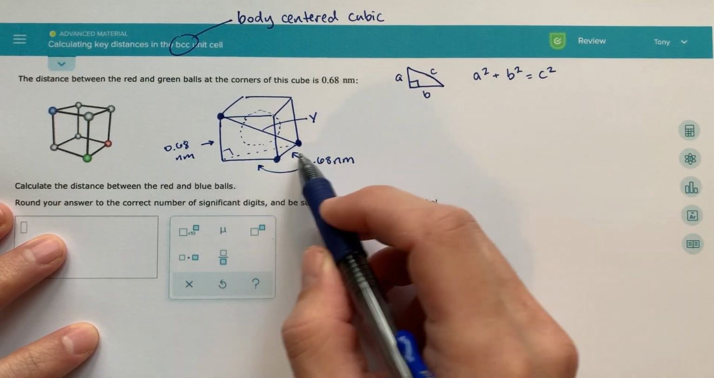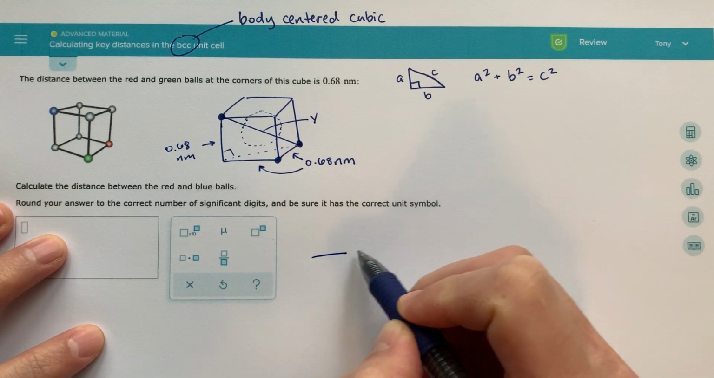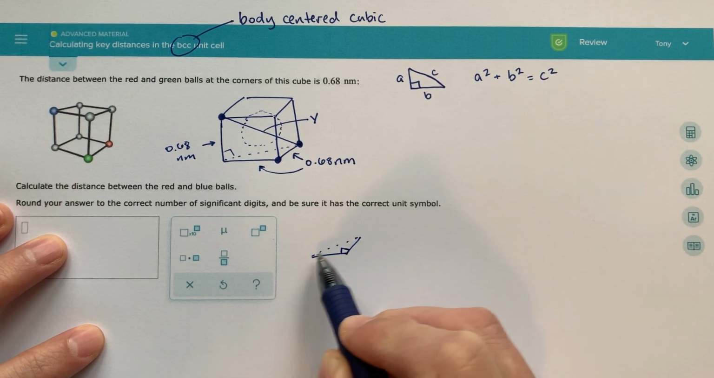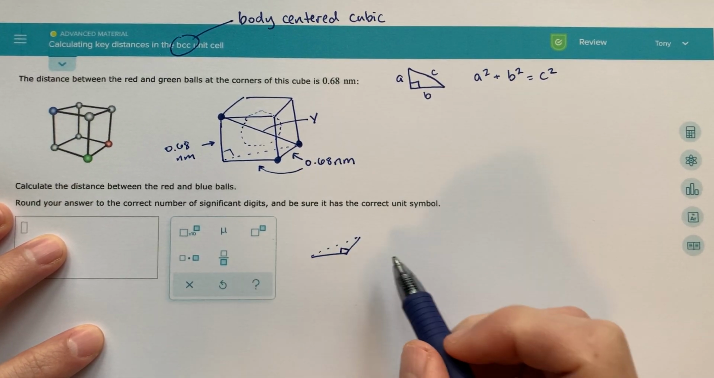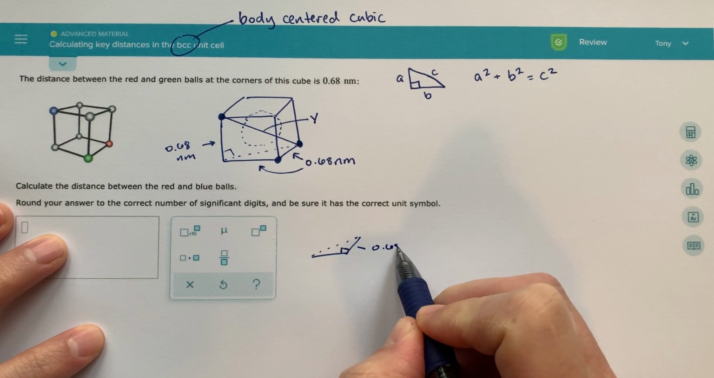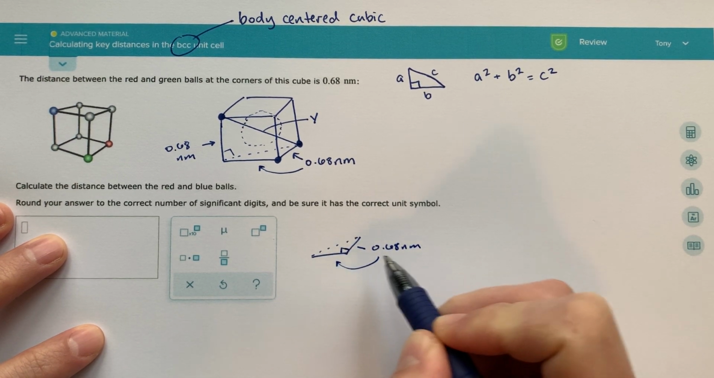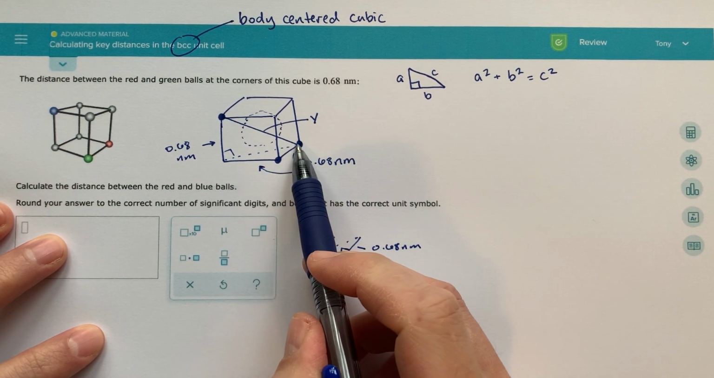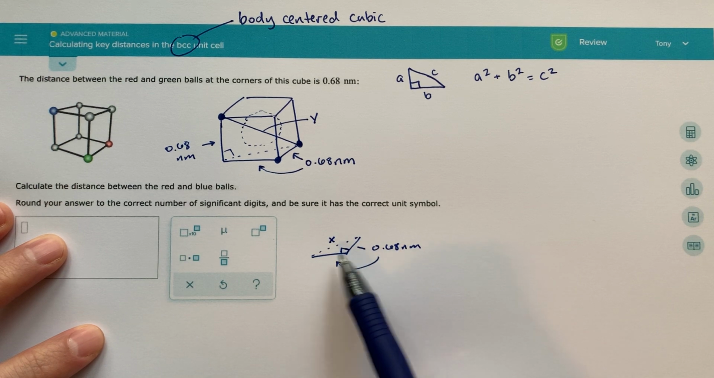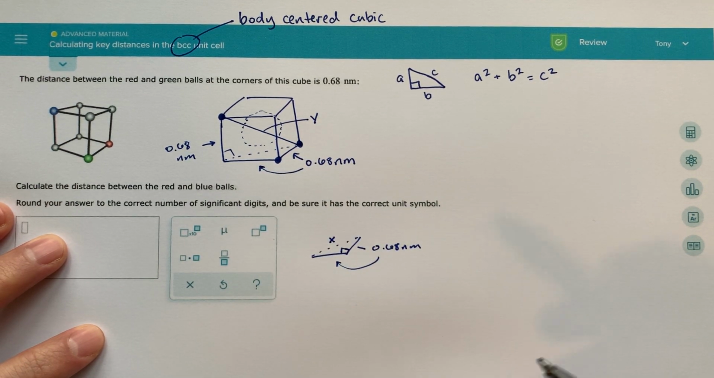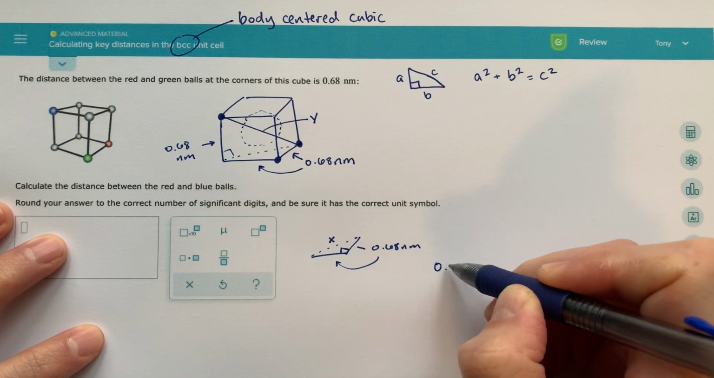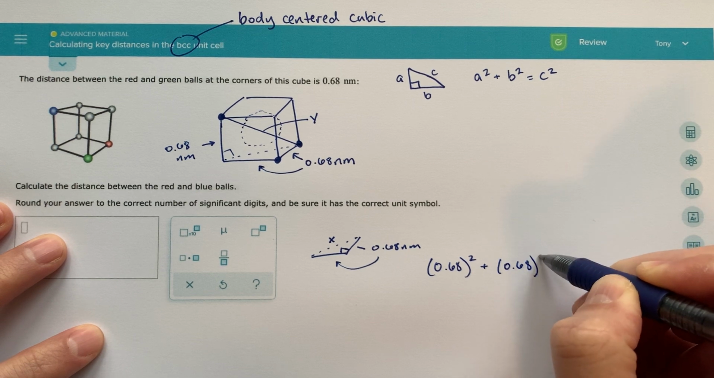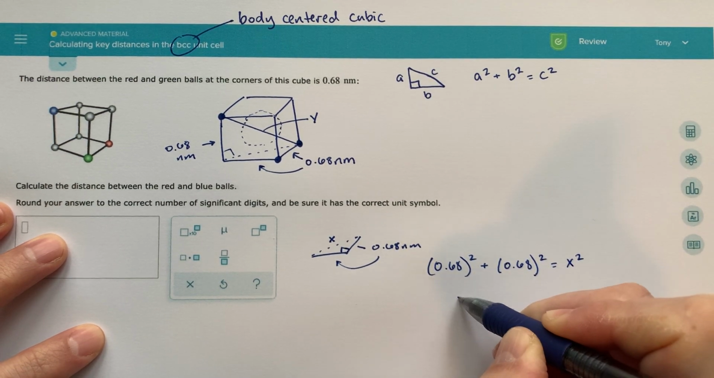I'm going to redraw some of these right triangles to hopefully make it at least a little bit clear what we're talking about here. So this is a right triangle. This is this dot here. These are both 0.68 nanometers. And I can solve for this distance. We'll call this distance x, right? So this distance from here to here, we'll call that x. And this is just a redraw of this right triangle along the bottom of that cube. So 0.68 squared plus 0.68 squared equals x squared. We can go ahead and solve that for x.